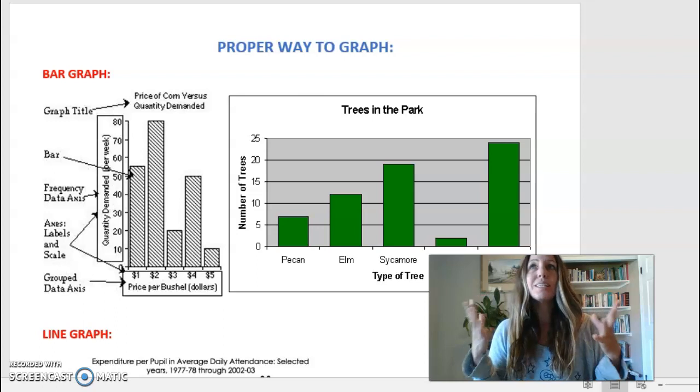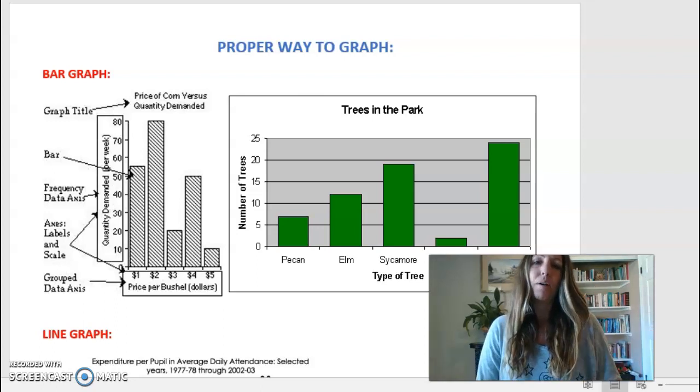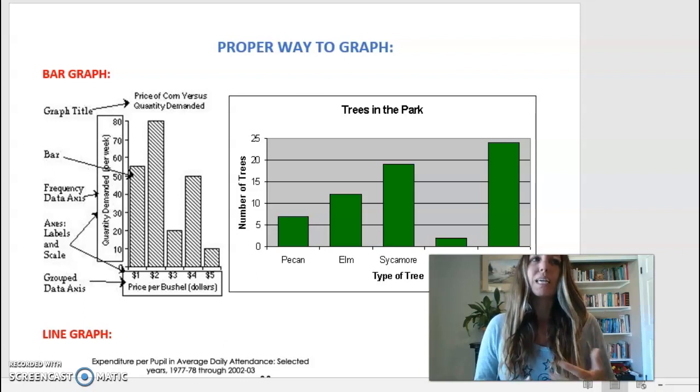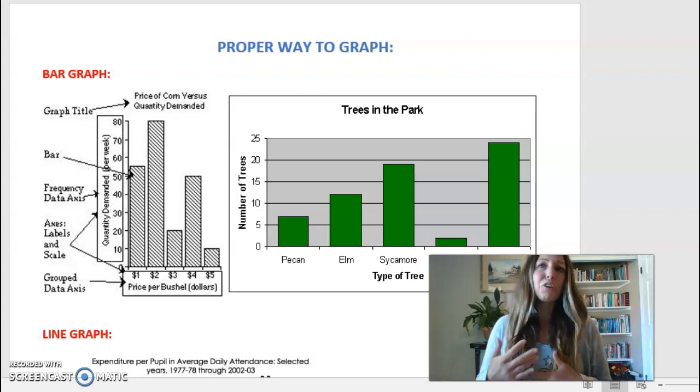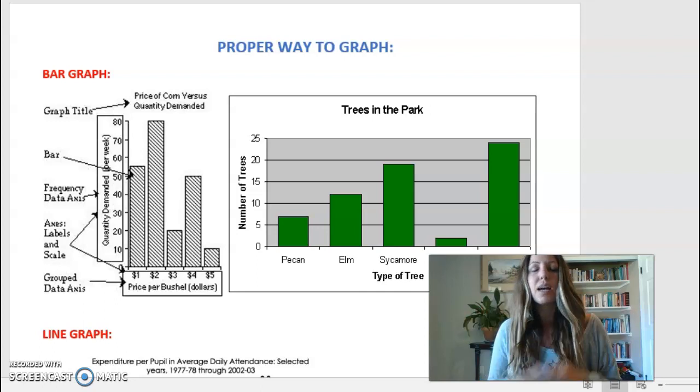For some crazy reason, at the end of school, a lot of you guys are completely forgetting the basic essentials for proper graphing. A lot of you guys are giving me almost like elementary kindergarten style. I'm just going to create a circle and color and that's it.